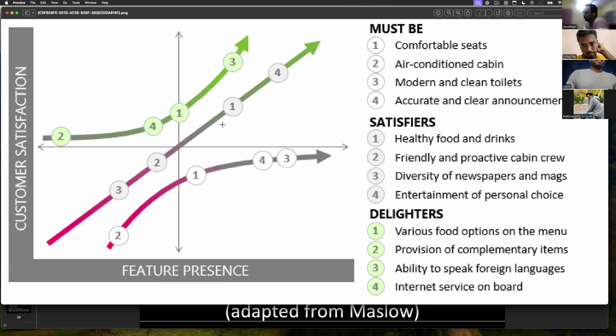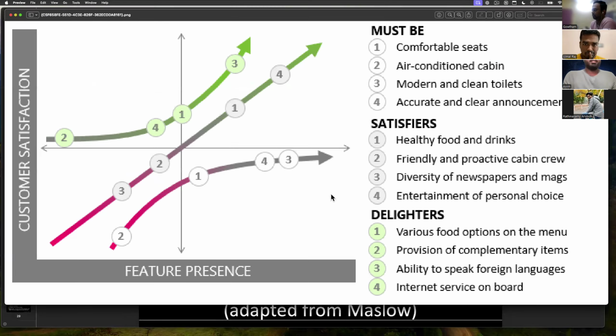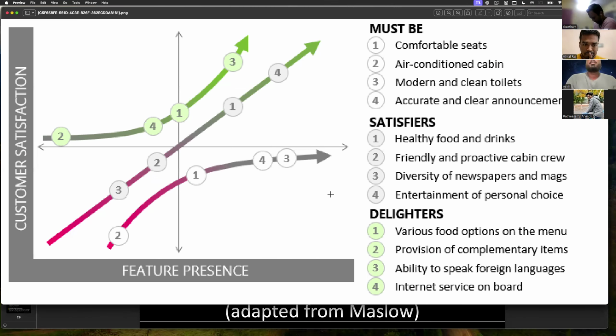Okay, this is a similar model. Feature present, customer satisfaction. Must be, satisfiers, delighters. This is the same framework then, the Kano model, right? Yeah, same.